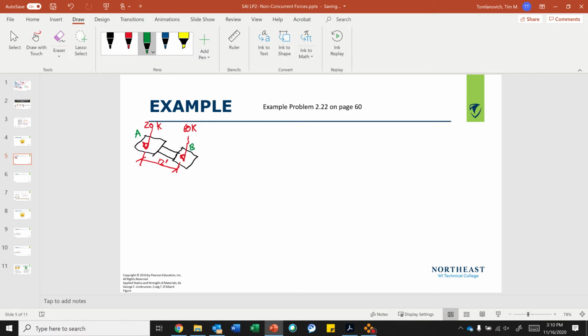All right. So I want to find the equivalent resultant force. So step one, sum of the forces in the y direction equals R. We need to find R. Okay. So let's look at our senses here. They're both pointing down, negative, right? So we have negative 20 kips plus negative 60 kips, right? So our resultant is negative 80 kips. It's important that I know this sign. This equals R.